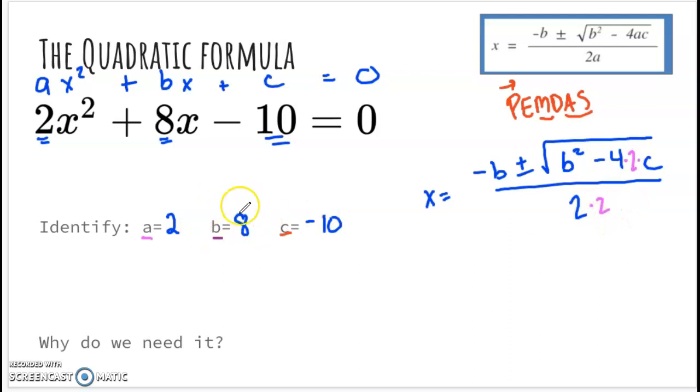Then I'm going to do the same thing. Everywhere I see a B, I'm going to plug in the number 8. I'm going to grab that purple color, take out my B right here, and plug in the number 8.